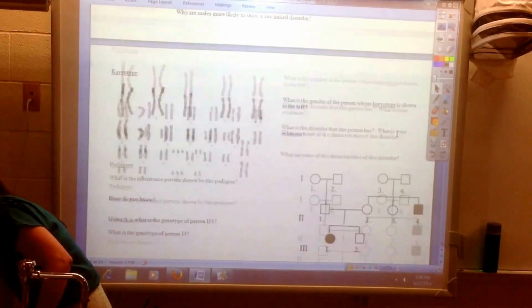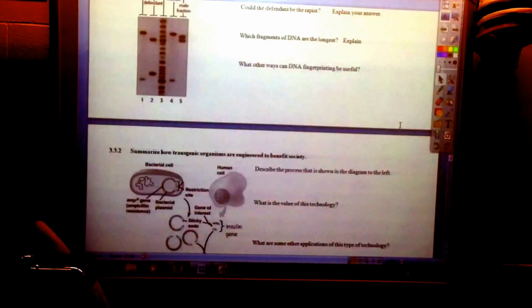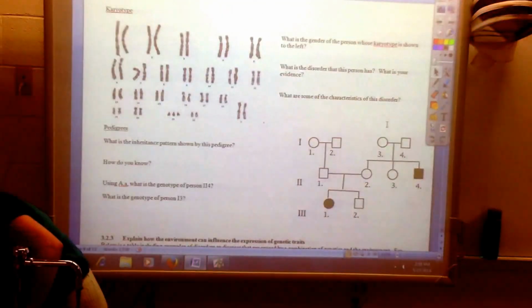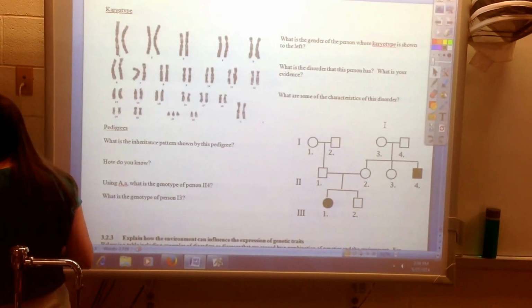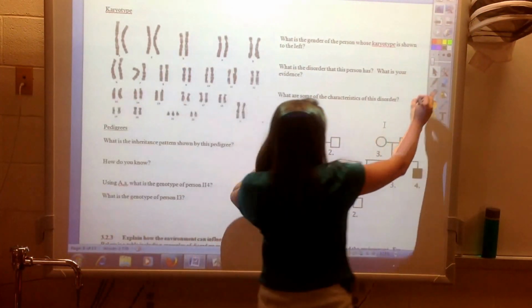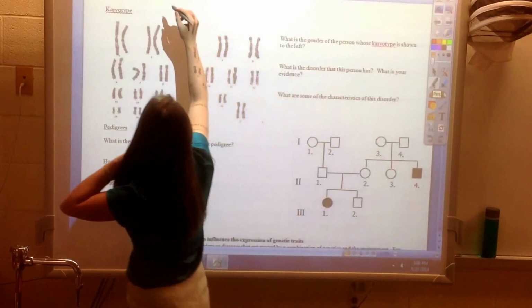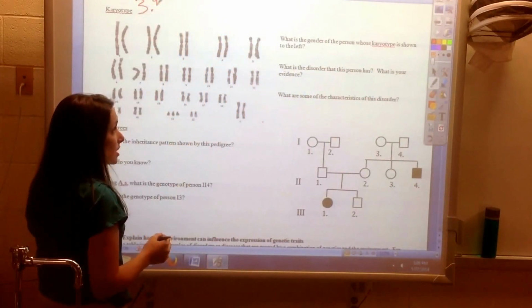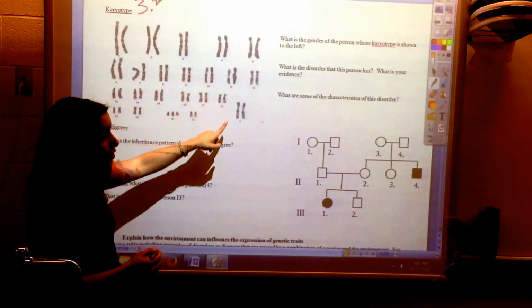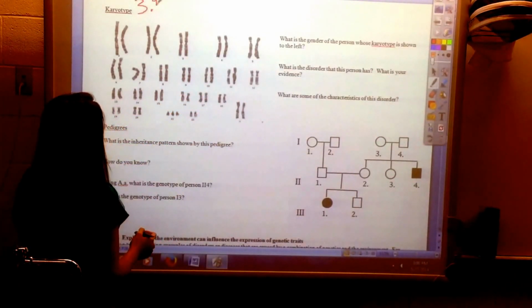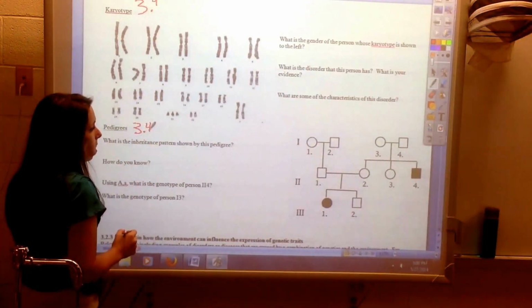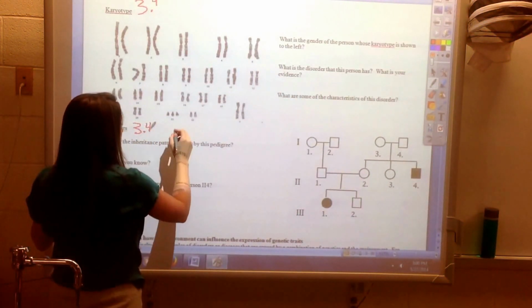Real quickly, just to finish it up, we do have this last, there's actually almost 2 pages, but you should be able to do the karyotypes. Karyotypes are in section 3.4, so you want to go back and read about karyotypes. Remember, these are pictures of the chromosomes. And then you want to also look at pedigrees from section 3.4. Remember, we do have our important questions.